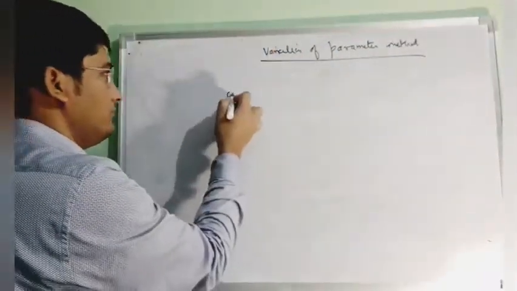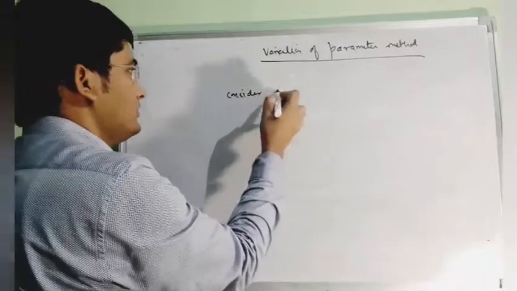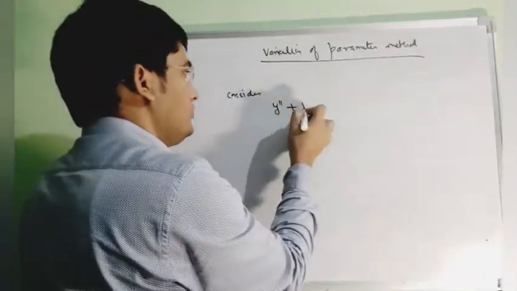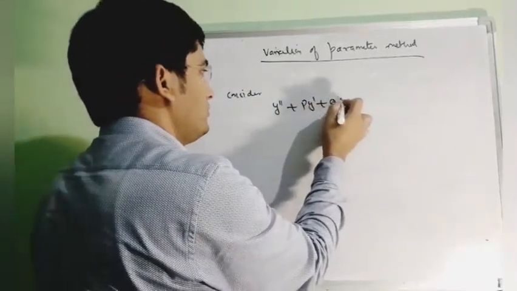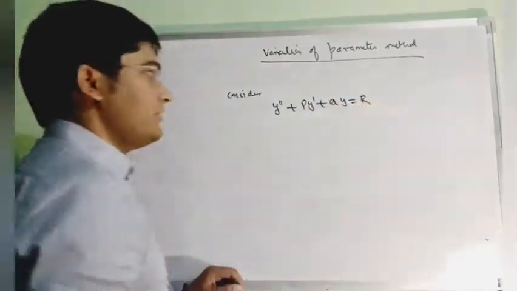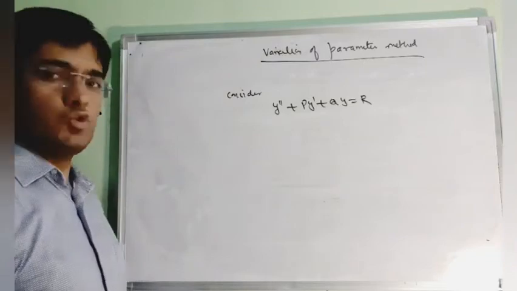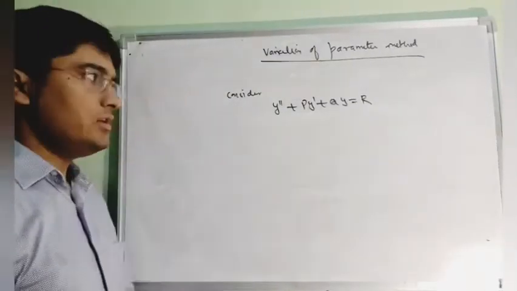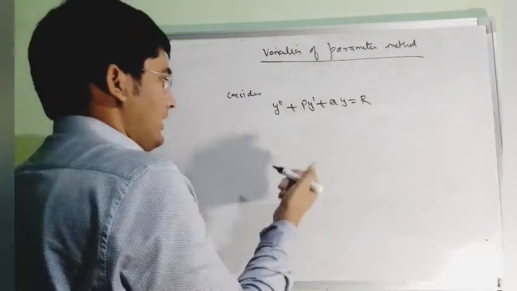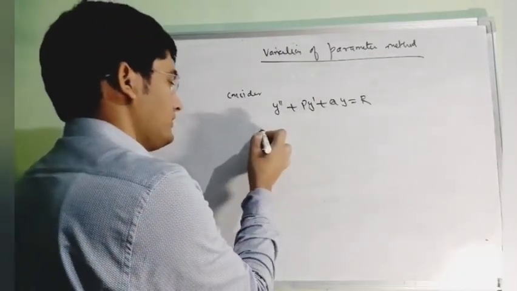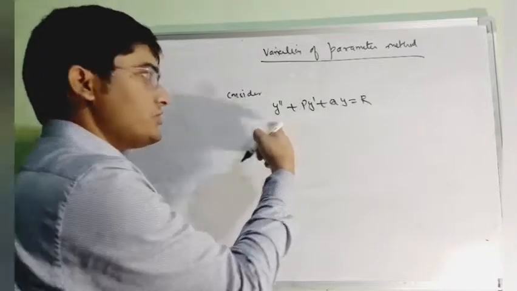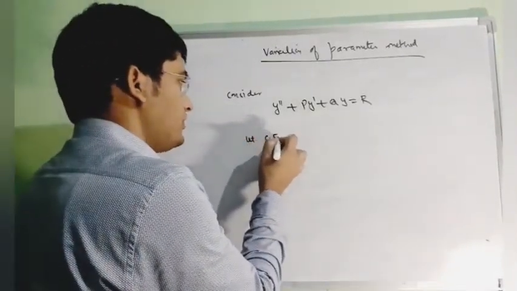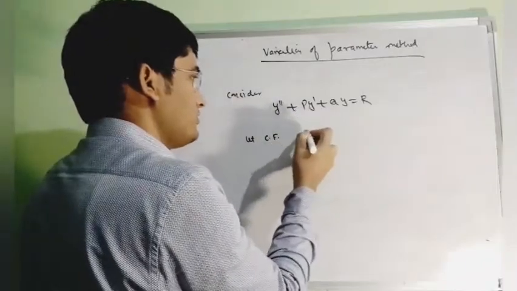So consider the standard differential equation of order 2, which is y double dash plus p y dash plus q y equal to r. So this is our standard second order differential equation.